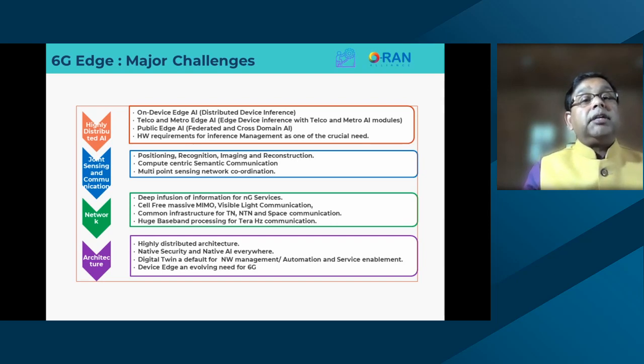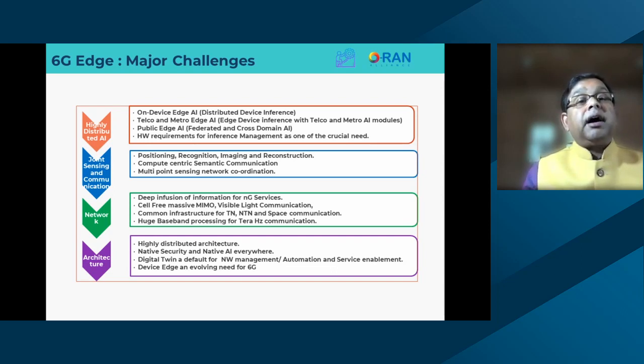Telco and micro edge AI, metro edge AI. Over here, a lot of work is going on, but of course, resources, data alignment and timing are the major key. Public edge AI, and then hardware requirements. So those are some of the major running factors over there. Positioning, and then recognition and imaging and multiple other things related to that.